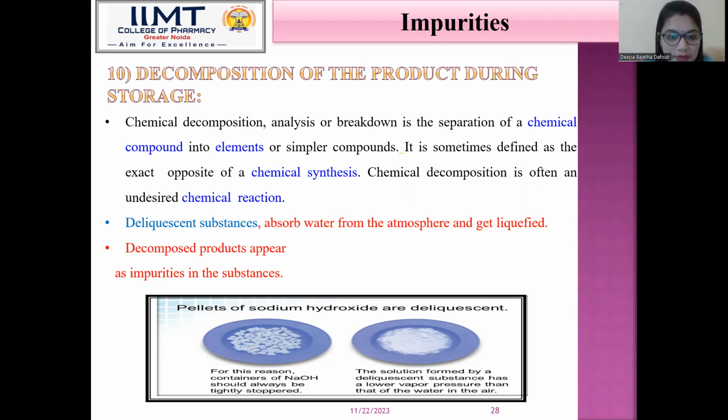You can see in this diagram that pellets of sodium hydroxide are deliquescent. For this reason, containers of NaOH should always be tightly stoppered. The solution formed by a deliquescent substance has a lower vapor pressure than that of the water in the air.